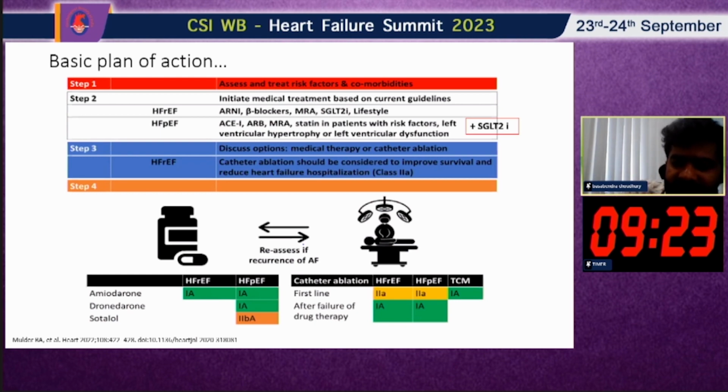So we can see in the lower panel that in HFpEF and HFrEF, catheter ablation can be a class 2A indication. After failure of drug therapy, it becomes a class 1A indication, and in tachycardiomyopathy, it is a class 1A indication. So we have to discuss these options with the patient and patient party, keeping in consideration the overall risk profile of the patient.